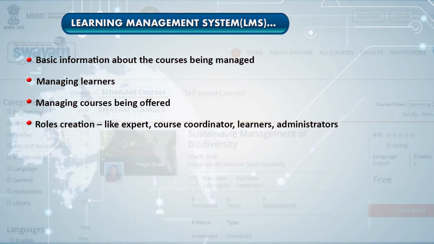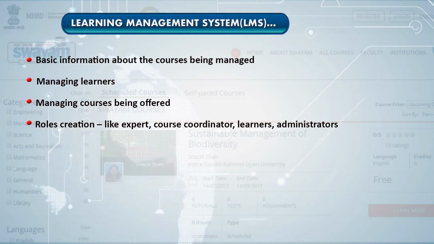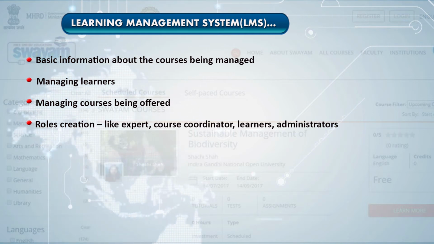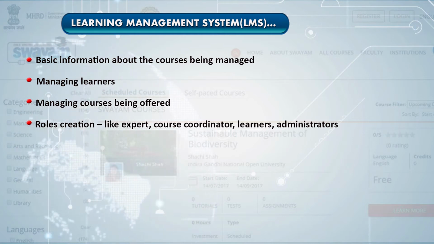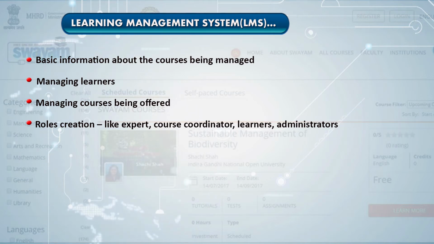So talking to you, scheduling your sessions and so on and so forth. So that role is the course coordinator's role. So who will be creating the learner management system? Within the learner management system, an administrator will be creating this role for me. Then the learners, definitely that is where you come into the picture.